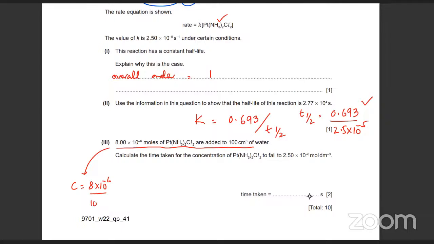That's 10 to the power minus 1, right? So 0.1 is 10 to the power minus 1, right? So it's going to be 8 times 10 to the power minus 5, right? Mole per dm cube. So you're getting 8 times 10 to the power minus 5 mole per dm cube. That's your initial concentration, right at the beginning. So now what we have is, he says how much time would be taken for the concentration to decrease to 2.5 times 10 to the power minus 6?